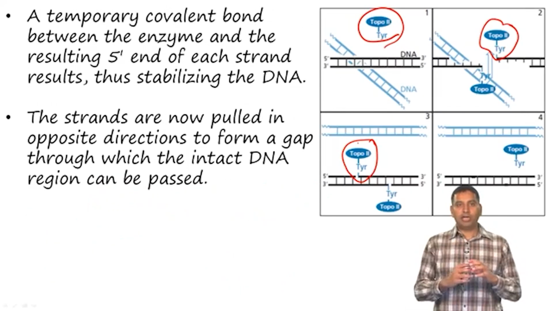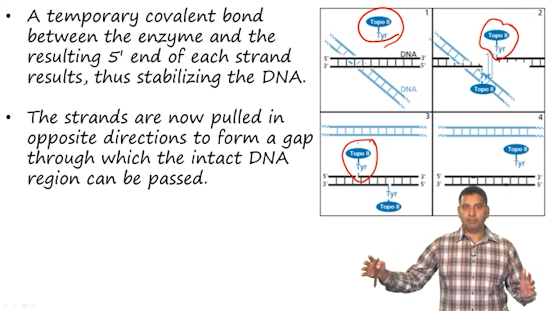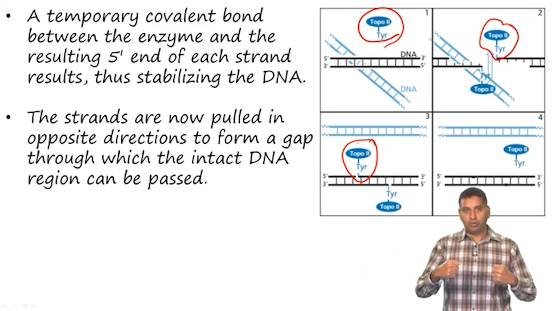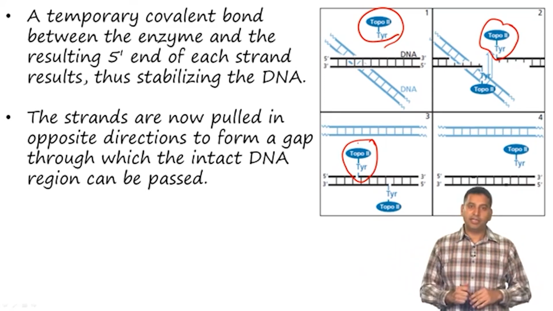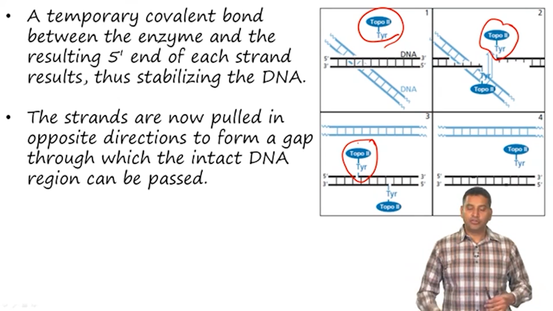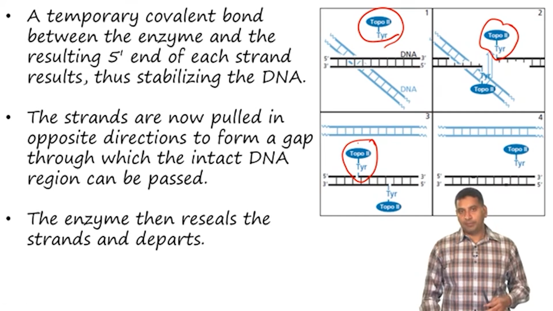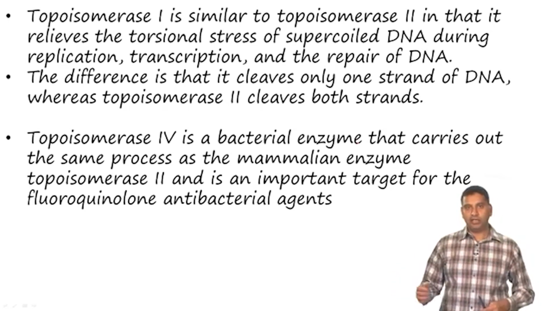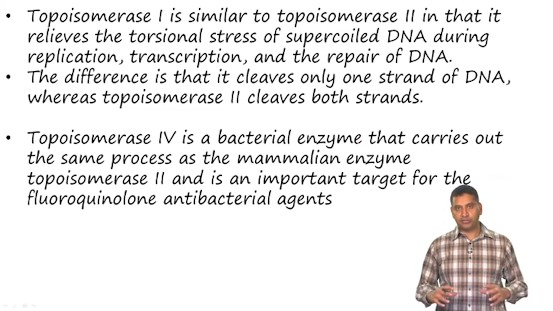What happens is a temporary covalent bond between the enzyme and the 5' end of each strand is formed, and once this is formed, the strands are now pulled in opposite directions, so that there can be a gap through which the other DNA can be passed. So, this is a very systematic way of supercoiling, and after this is done, the nicks are then resealed by the enzyme.